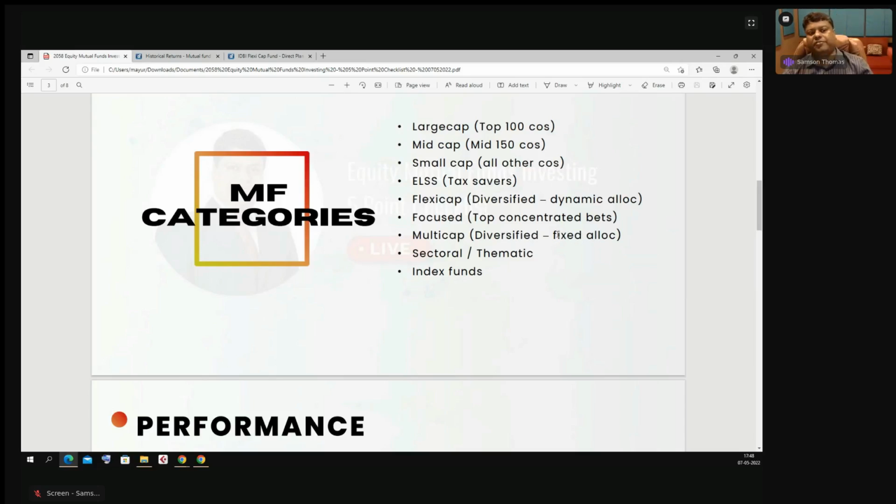What is a focused fund? A focused fund is a fund that holds only 20 stocks, 20 or 25 or 30 stocks. You can see focus 25 or focus 30. So it is holding only 25 stocks or 30 stocks, and those are the top concentrated bets, the best bets. At that point of time, the fund manager feels that these top 25 stocks are the best bets right now. So they are not diversifying into 45 stocks or 50 or 60 stocks, but they are just holding those top concentrated. So if you're investing in a focused fund, remember that this is a concentrated fund.